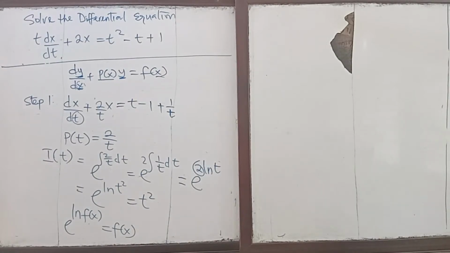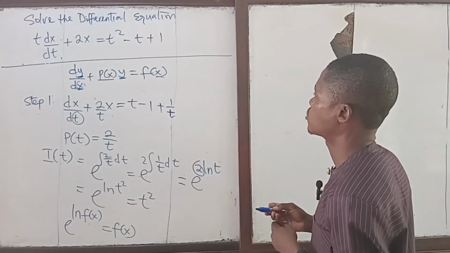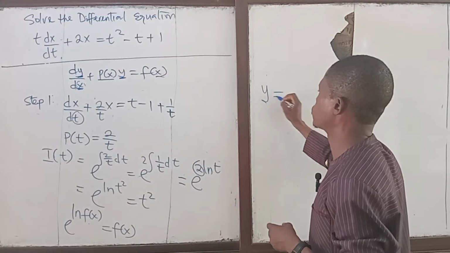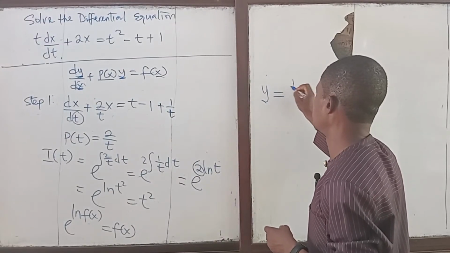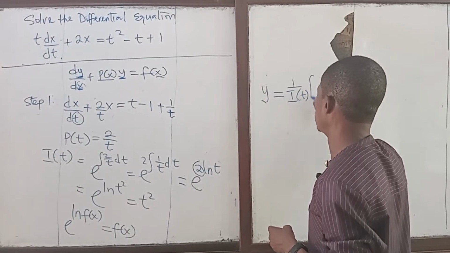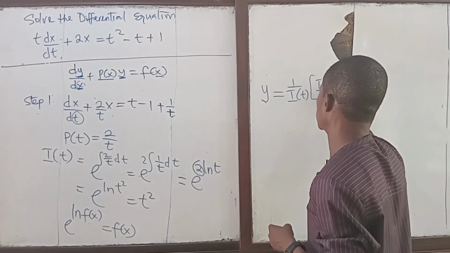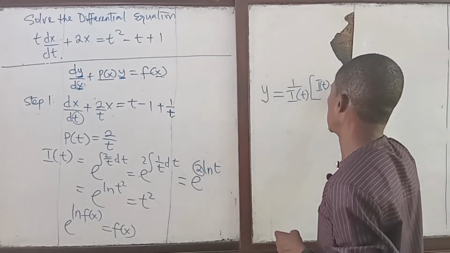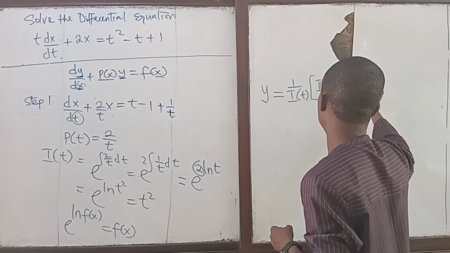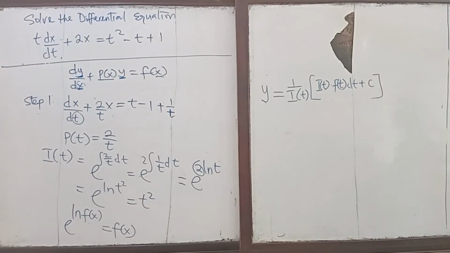So we've gotten our integrating factor. Then we can get the general solution, which is y equal to the formula: 1 over integrating factor, open your brackets, integral of the integrating factor times f of t, dt, plus c. So that's the formula for the general solution.